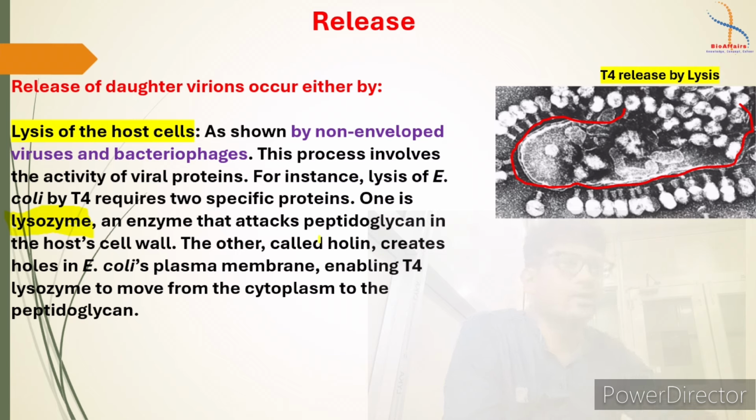Another one is the choline. Choline is also an enzymatic protein which creates a hole in the peptidoglycan, right? And it will help in releasing the variants. So two important enzymes you need to remember, lysozyme and choline.